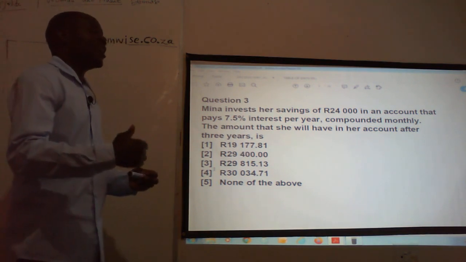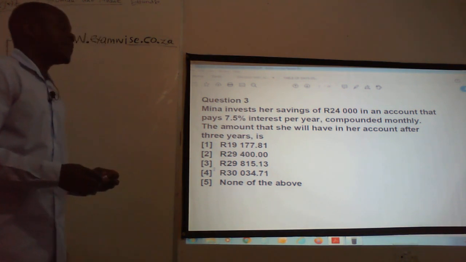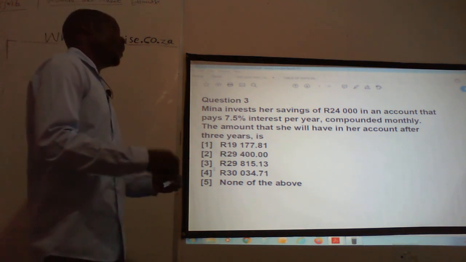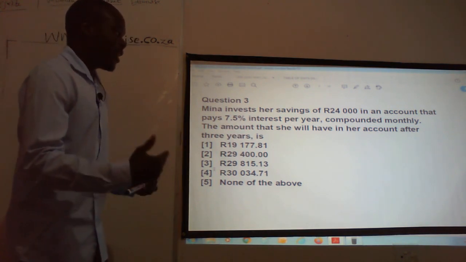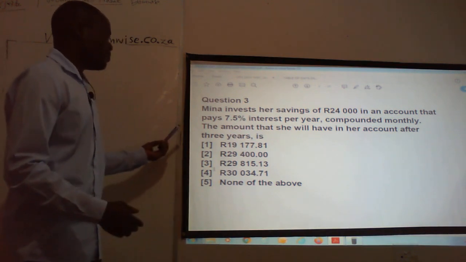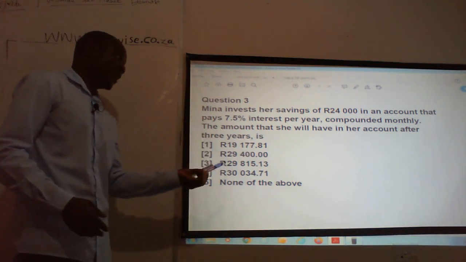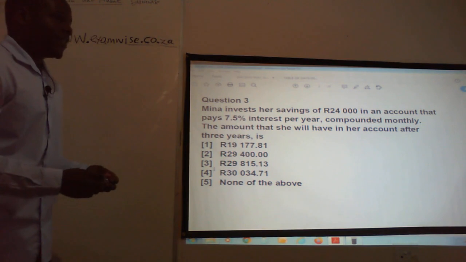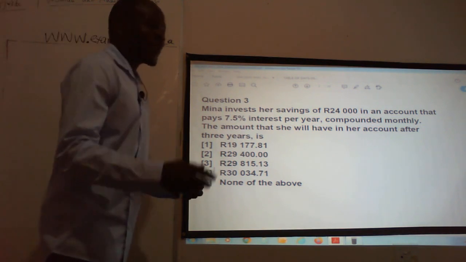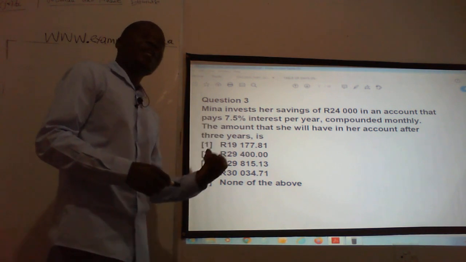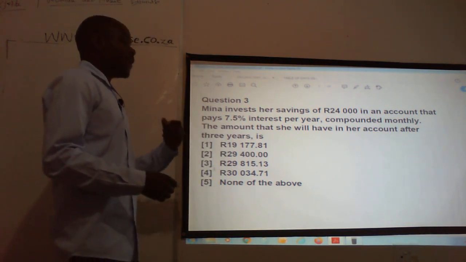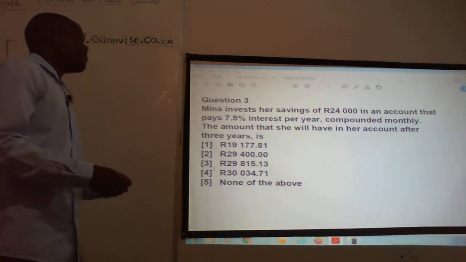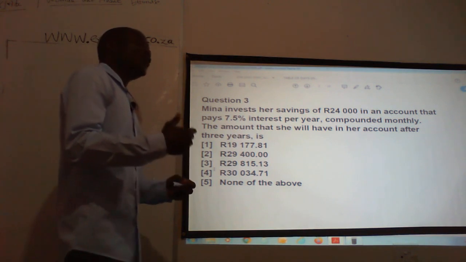So as long as they are talking of the future, it means we are required to calculate the future value. That is the amount that will be in the account of Mina after 3 years. Then the second question is, how are we going to calculate the future value? From the question or scenario itself, it must be clear how we are going to calculate.